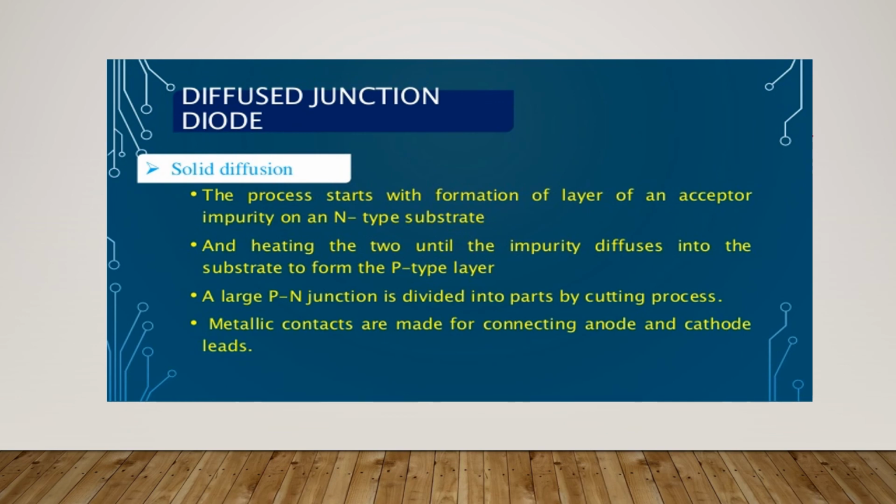So for a diffused junction diode, what will happen? The process starts with the formation of a layer of an acceptor impurity on the n-type substrate and heating the two until the impurity diffuses into the substrate to form the p-type layer. A large chunk of p-n junction is divided into parts by a cutting process. Metallic contacts are made after connecting anode and cathode leads.